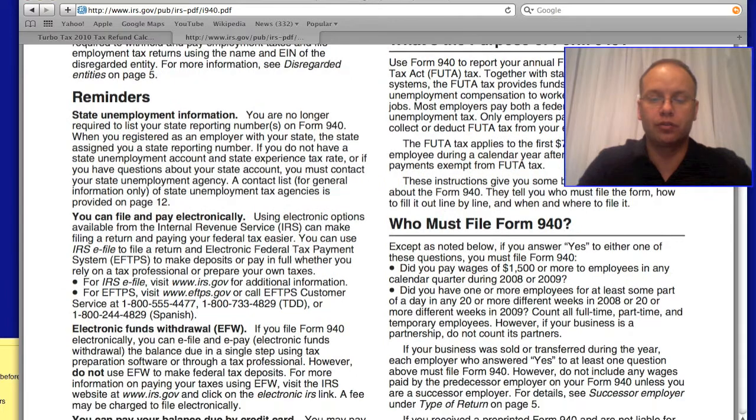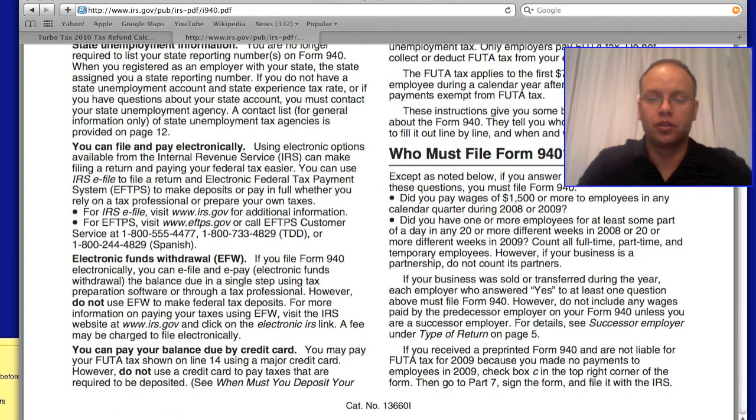So I'm going to go down the form here and show who must file the 940 for unemployment taxes. If you paid wages of $1,500 or more to any employee in the calendar year, you're going to be required to file the 940.